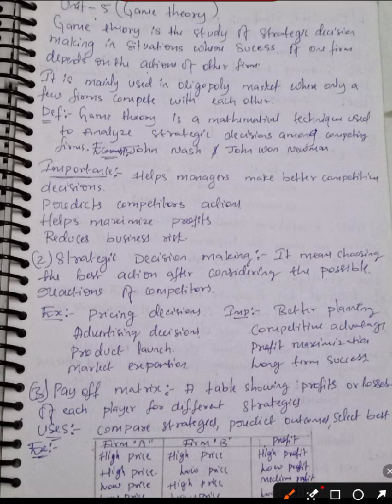So, dear students, we have successfully completed 4 units. Now we are in the last unit, that is game theory, unit 5 from managerial economics. Let's discuss. Game theory is the study of strategic decision making in situations where the success of one firm depends on the actions of another firm. Am I clear?